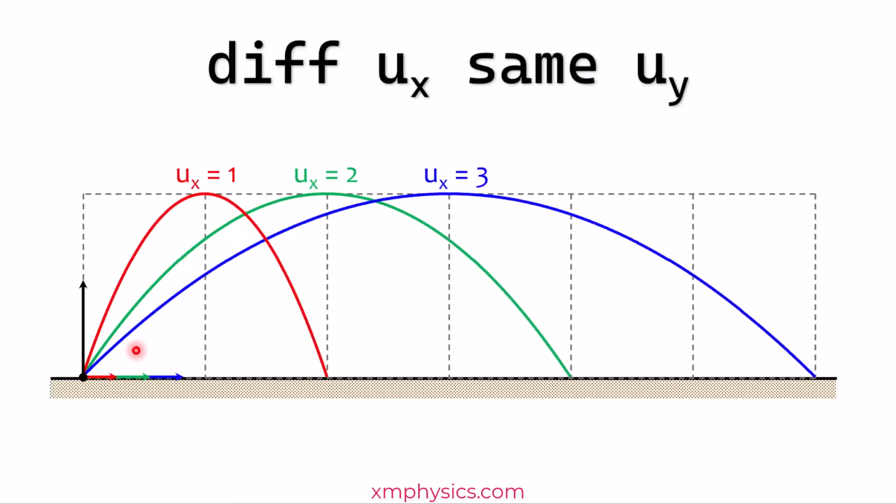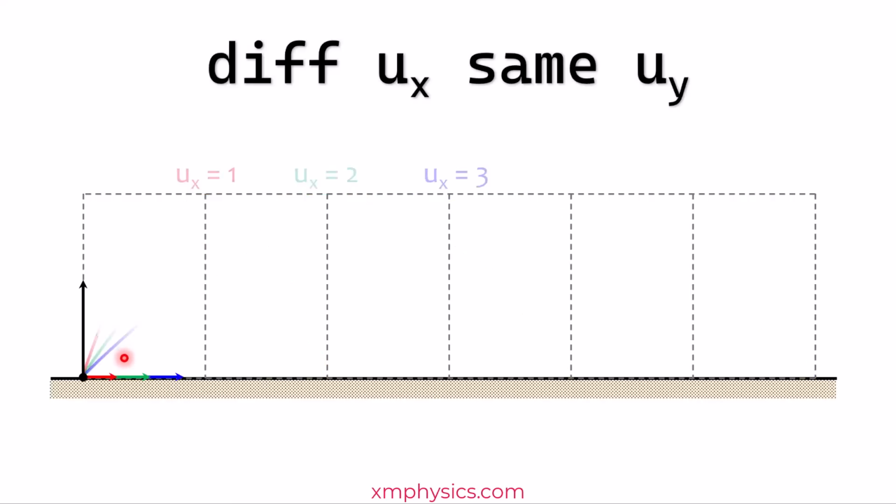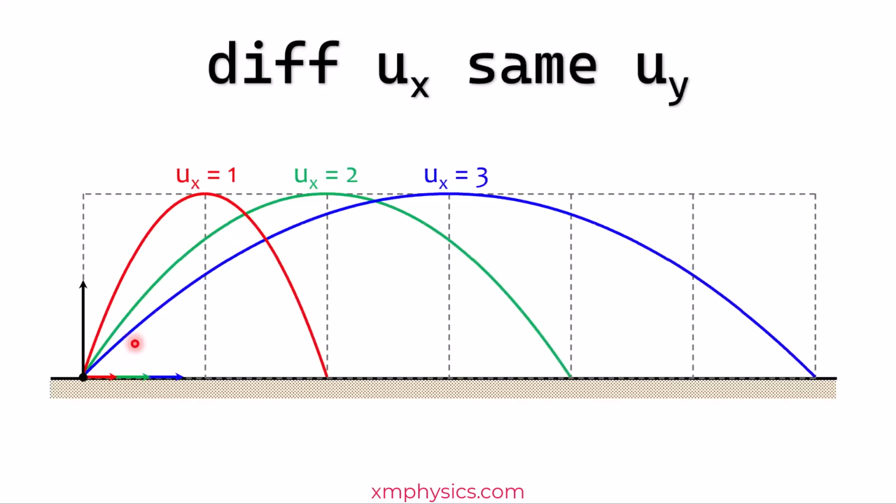So notice that all three of them have the same exact vertical motion. You can see they are all at the same height at the same time. At any instant in time, they are always at the same height. That's because all of them have the same initial vertical velocity, and therefore they have the same exact vertical motion.